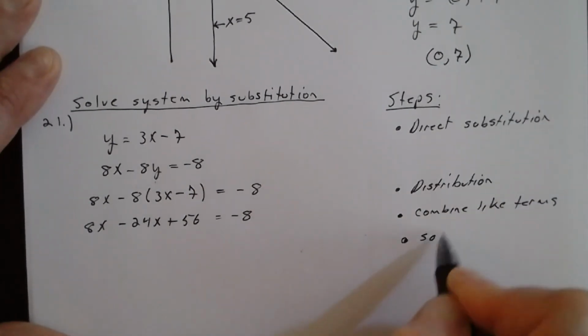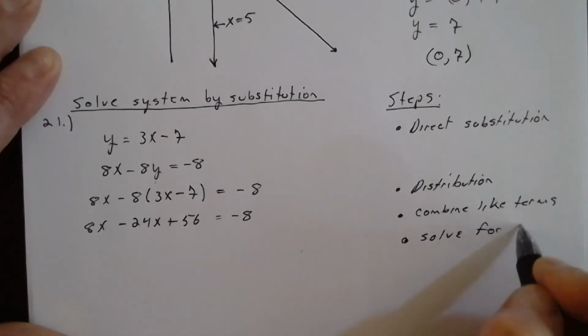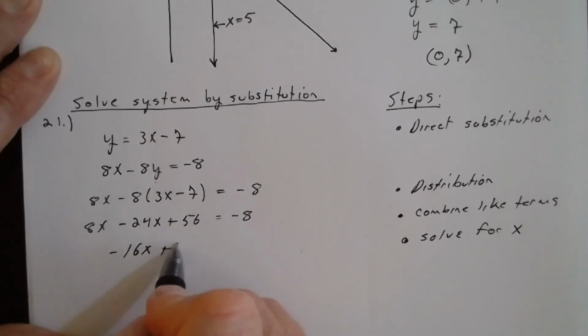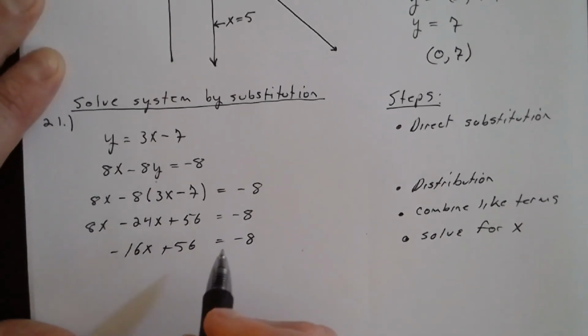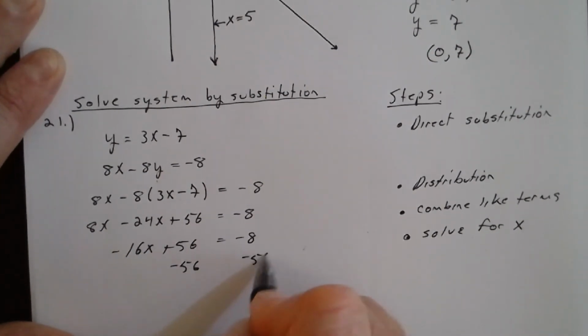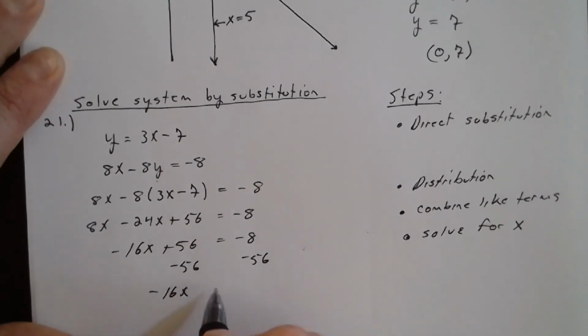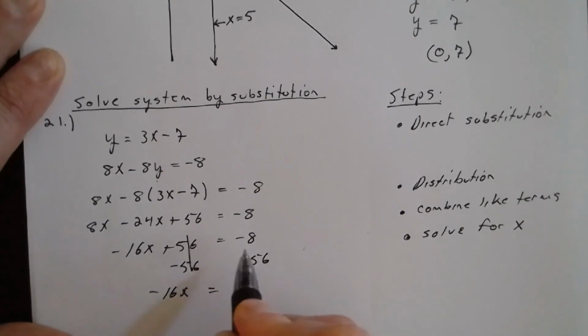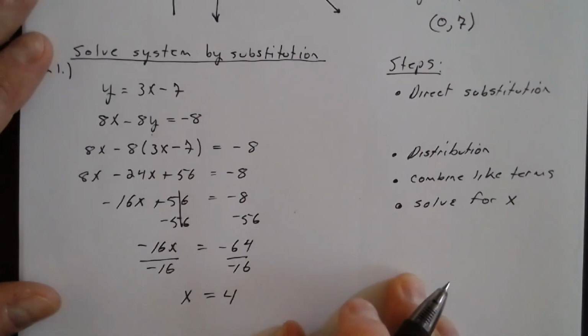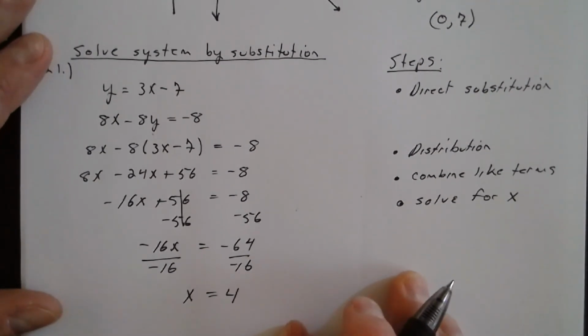And then solve for x. So 8x minus 24x is minus 16x plus 56 equals -8. And so we're going to subtract 56 from both sides. And we're at minus 16x is equal to -64. Divide by -16, divide by -16. And we're at x is equal to +4.